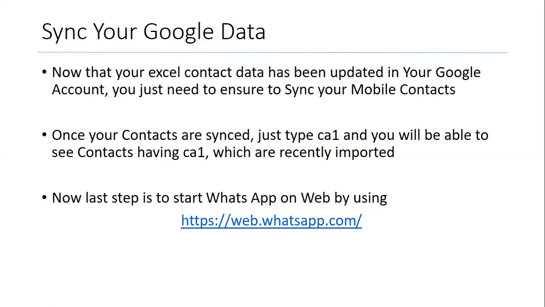Now, I presume that after updating from Excel to Google CSV, and from Google CSV to your Gmail account contacts, the next thing is how to do that in your WhatsApp. If you are doing it from a mobile phone, it will be difficult. So I suggest that if you want to add multiple contacts into WhatsApp, you should go to WhatsApp Web, and this is the link for that.